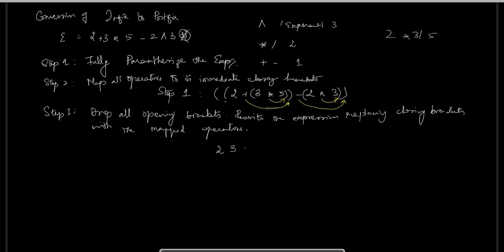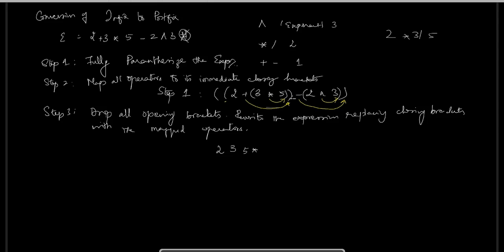Next character I read is 5, which is an operand, so I just write it down. Operands have to be simply taken into the resultant expression. And next is a closing bracket. A closing bracket has to be replaced with its mapped operator, so I replace this closing bracket with the operator that has been mapped to it, that is star, right?